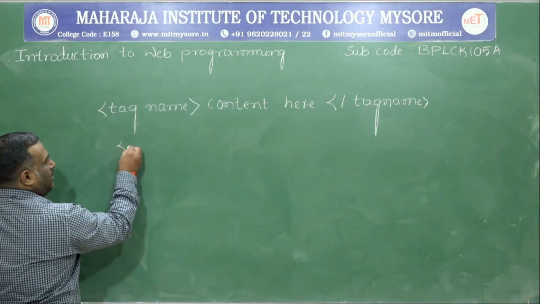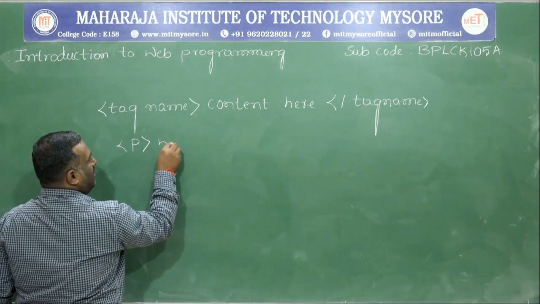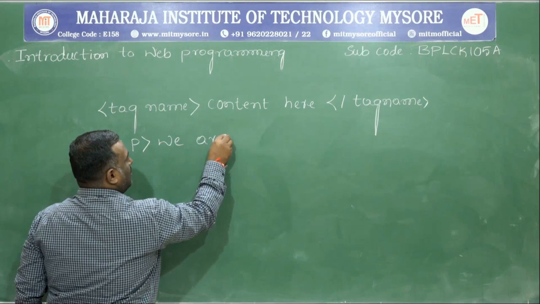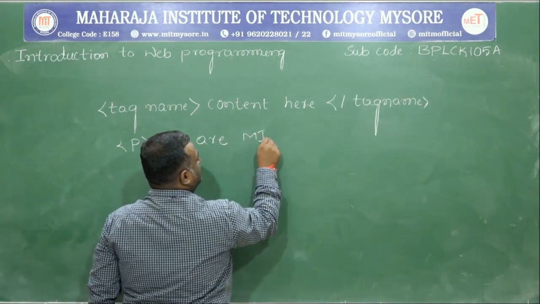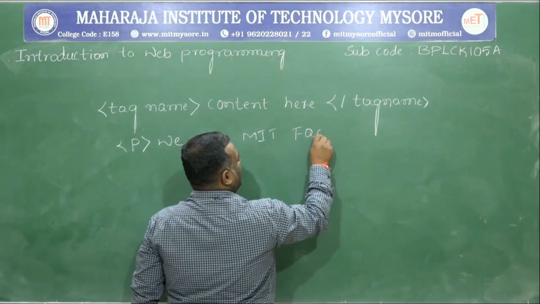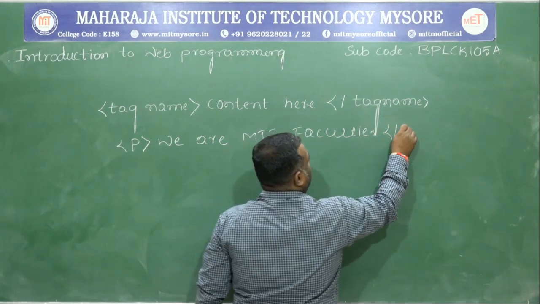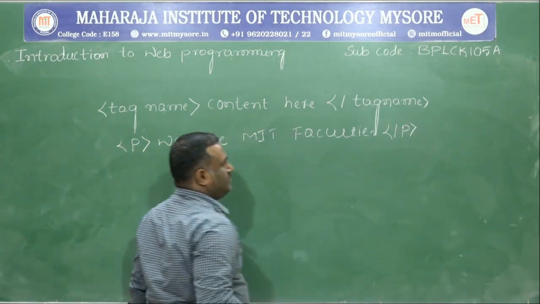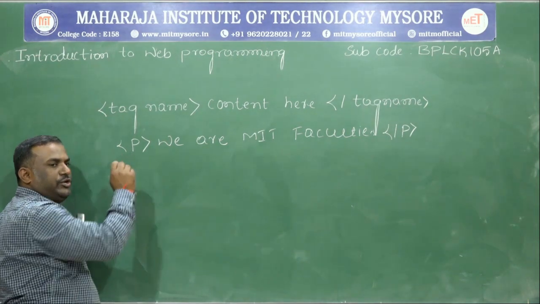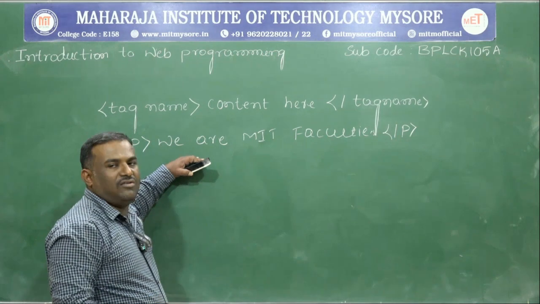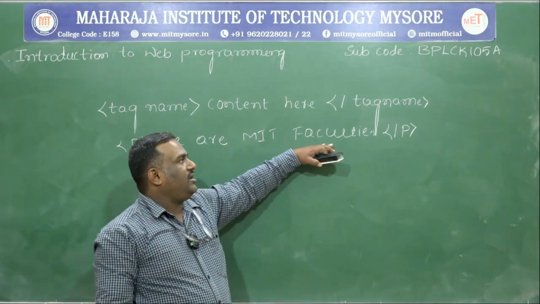One example: tag name P, and then we write MIT faculty, and then the end of the paragraph. Using this paragraph we are going to display some text data on the web page. What is the text data? We are MIT faculties.